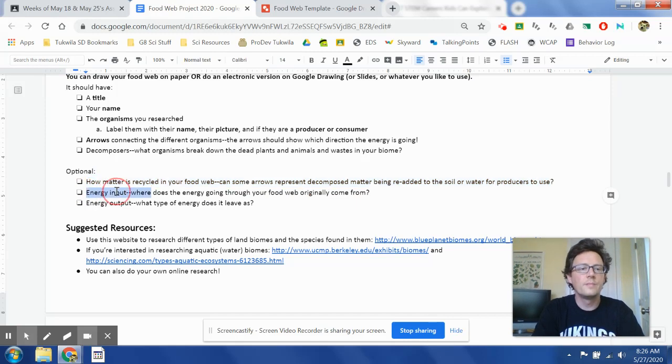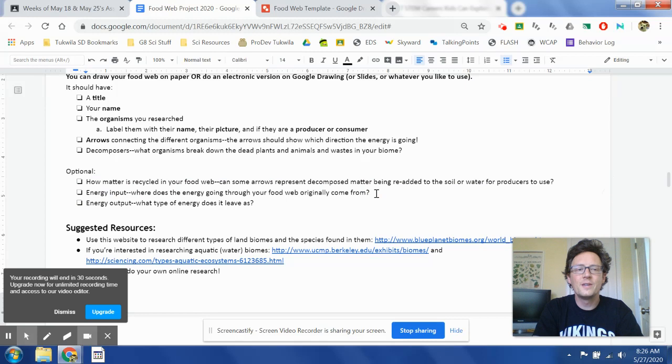What is the energy input? Where does the energy going through your food web originally come from? I'll give you a big hint. On a nice sunny day, you can see it outside very clearly. And then for the energy output, what type of energy does it leave as? Think about when you are exercising, what type of energy escapes your body? And then apply that knowledge to everything out in the world that is also surviving in the real world.